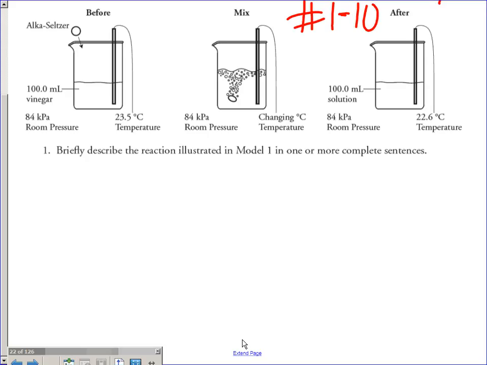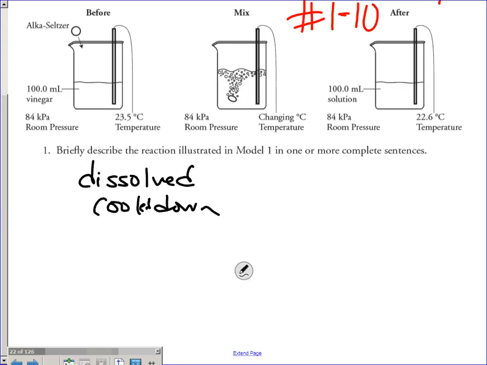Shannon, tell me something. I said an Alka-Seltzer dissolved and it caused the water temperature to cool. Okay, so it dissolved and then the temperature cooled down. All right, so I like that you mentioned the temperature cooling down. There's a term that goes along with that.